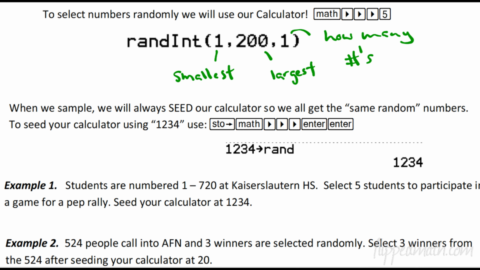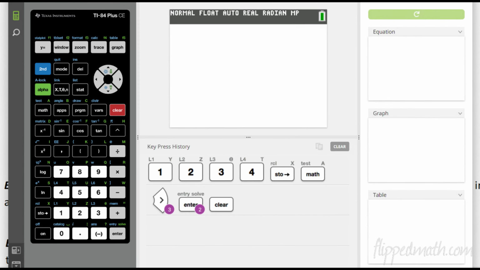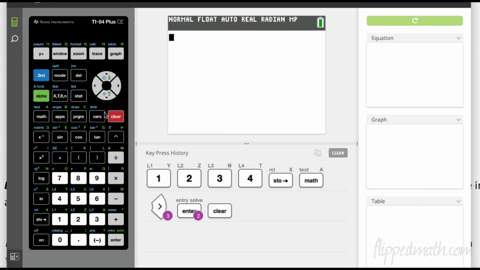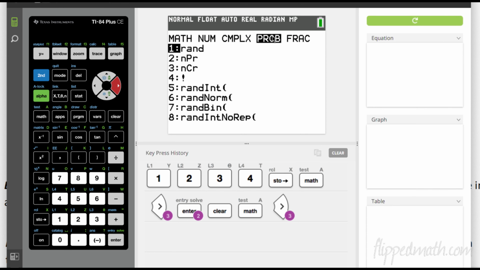So let's see what that looks like with our calculator. We'll pull that up. Here's Mr. Calculator. So what I want to do is pick the math button right here, and you go over to where it says probability. And then you'll notice that one of the functions is choice 5, which is random integers. Don't choose choice 1. We'll learn about that in a few minutes.